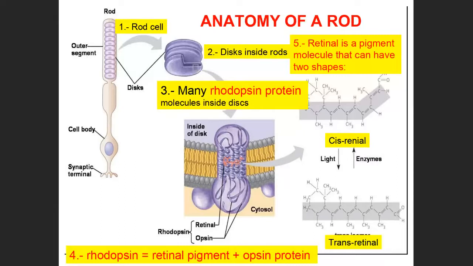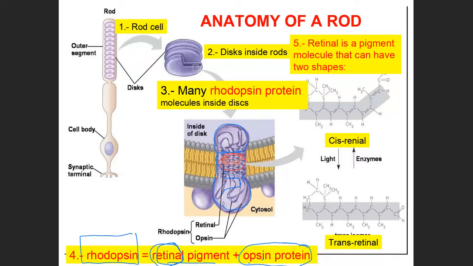This pigment is actually called retinol, and retinol is put together by being attached to a protein called opsin. And so the combination of retinol and opsin creates a rhodopsin molecule. So the rhodopsin molecule is this entire purple thing right here, and the ribbon-like structure inside is the opsin. The red molecule right here is the retinol.